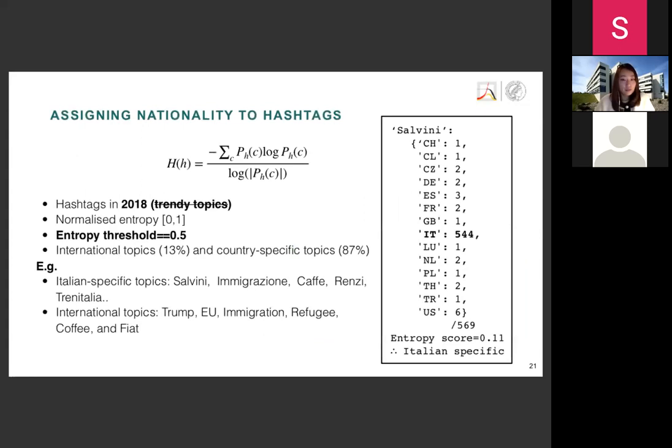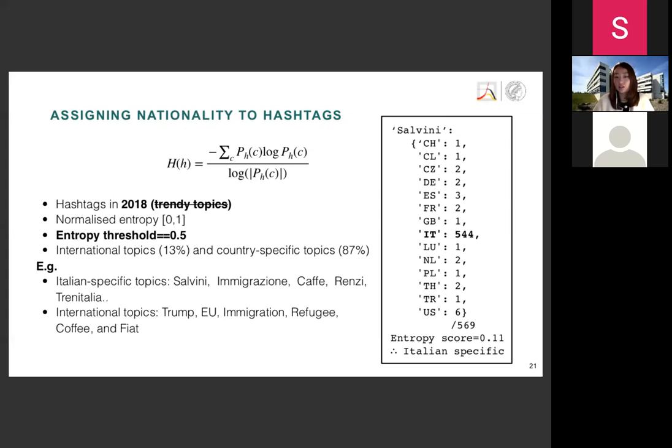So the method was the following. Having identified the migrants on Twitter, we looked at how to determine whether the hashtags were country-specific topics or not. So here we define the dictionary where we store probability distribution of a hashtag across different countries of natives for each hashtag. And provided with this distribution, we computed the entropy of each hashtag normalized by the number of elements in the dictionary. In order to determine whether a hashtag is country specific or not, we set an entropy threshold equal to 0.5, meaning that we are assigning hashtags with entropy score above the threshold as international topics and hashtags below the threshold as country specific topics, taking the country with the largest value in the distribution as a nationality label.